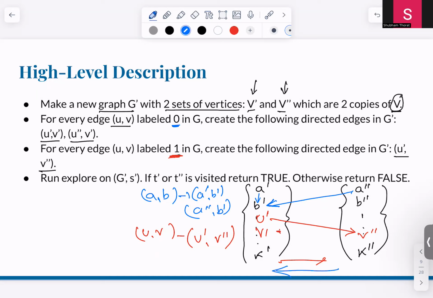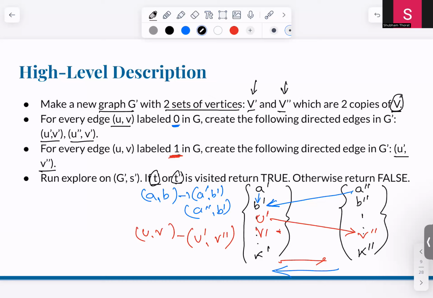After that, what we do is we simply run explore from S prime, and then we check if T prime or T double prime are visited, and we simply return true. And if none of these are reachable, we return false. Is this algorithm clear?